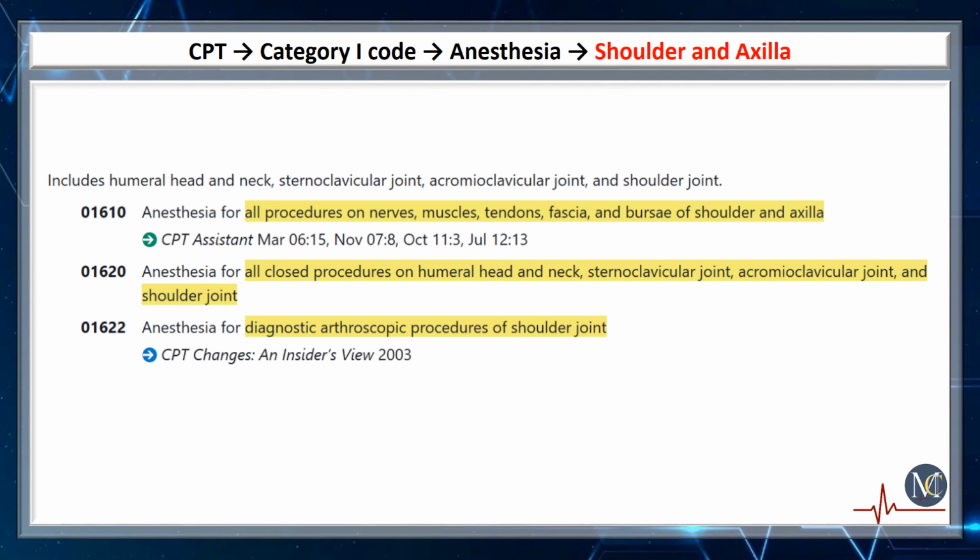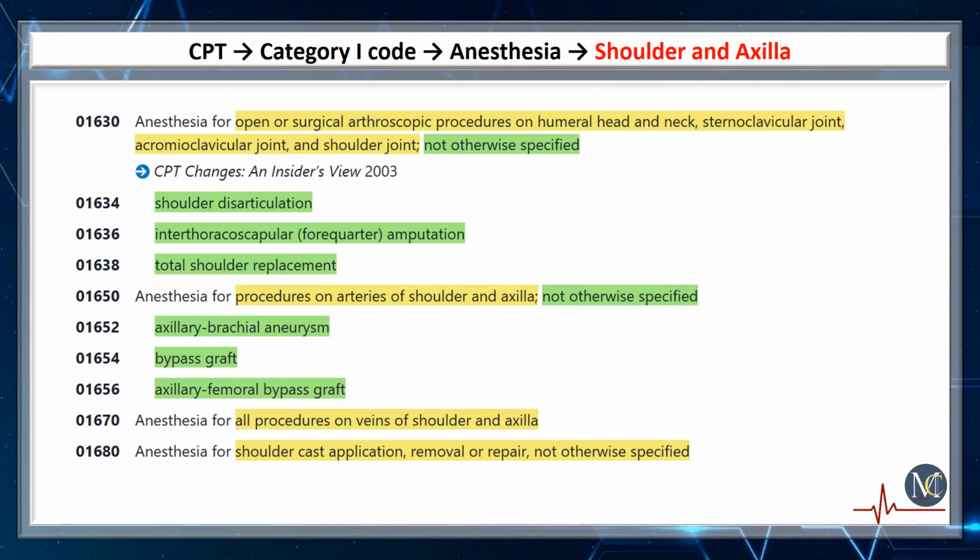Anesthesia for diagnostic arthroscopic procedures of shoulder joint. Next code is 01630. Anesthesia for open or surgical arthroscopic procedure on humeral head and neck, sternoclavicular joint, acromioclavicular joint, and shoulder joint, not otherwise specified. Next code is 01634. Shoulder disarticulation.